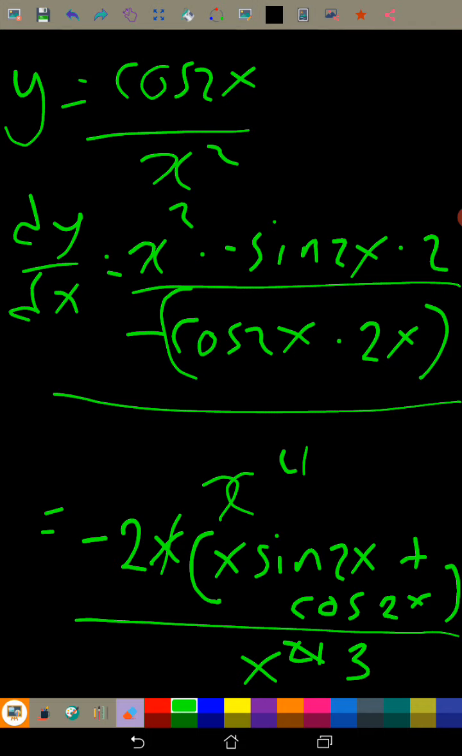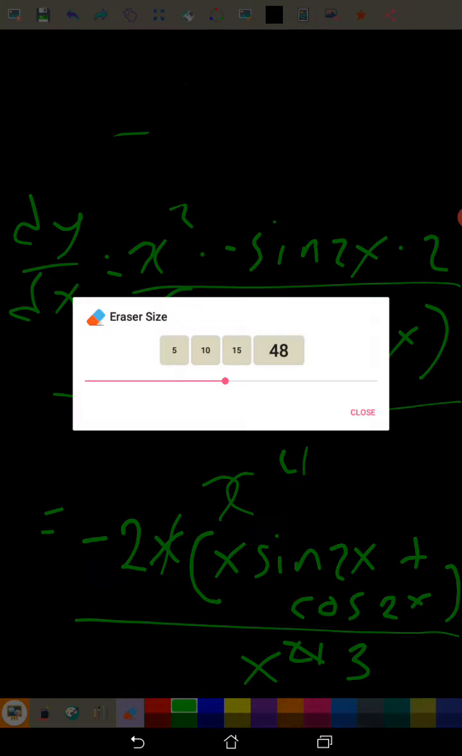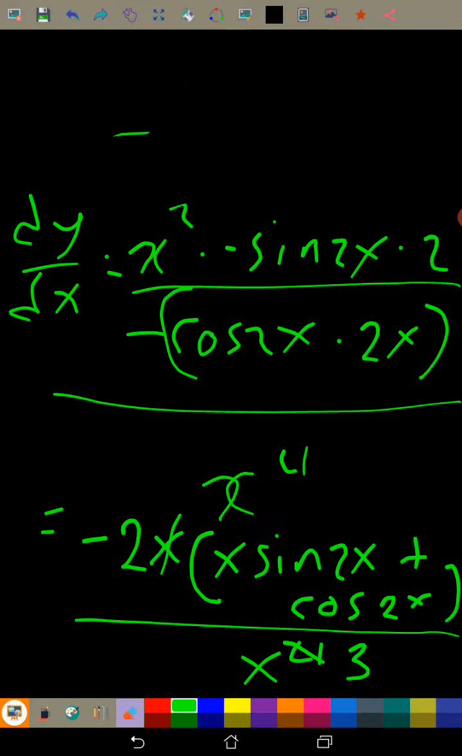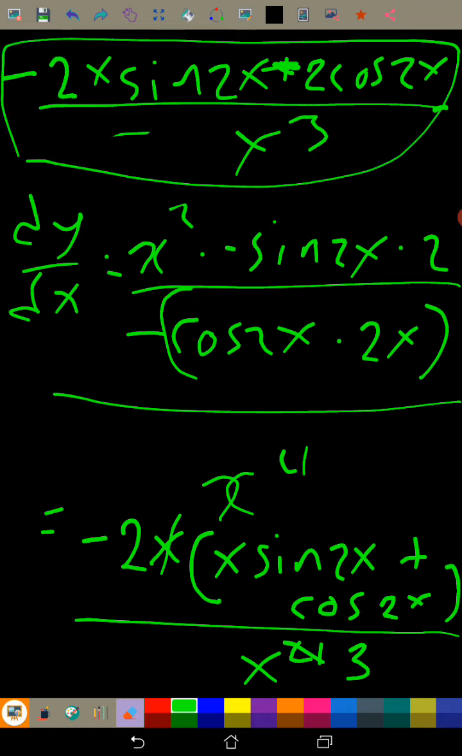Yes, we have something similar, only that they preferred to put something like minus 2x sine 2x plus 2 cos 2x divided by, it's going to be minus here. Oh, be careful, that's a trick, and x cubed. So we have then this. I don't know why they didn't put the 2 outside this time, but it's still good. The answer is still good.